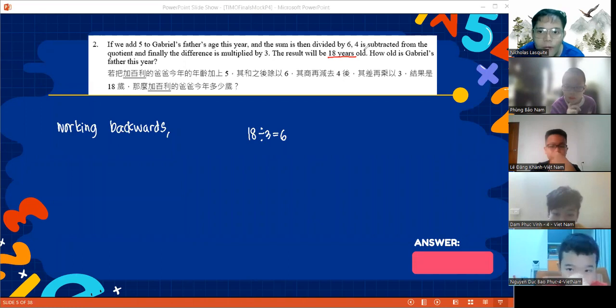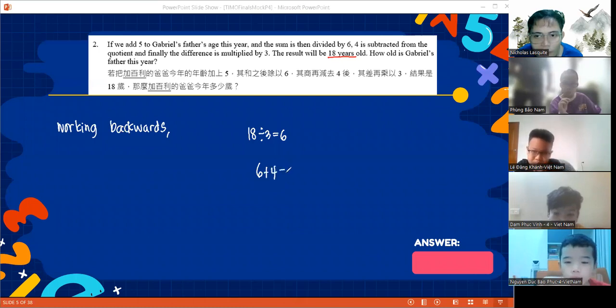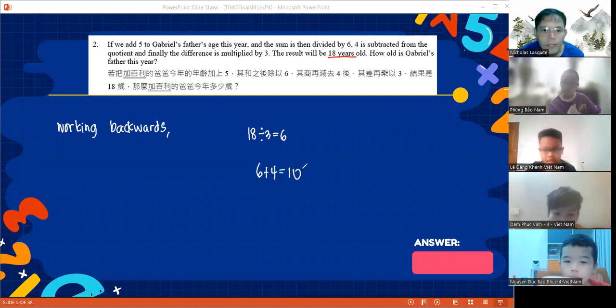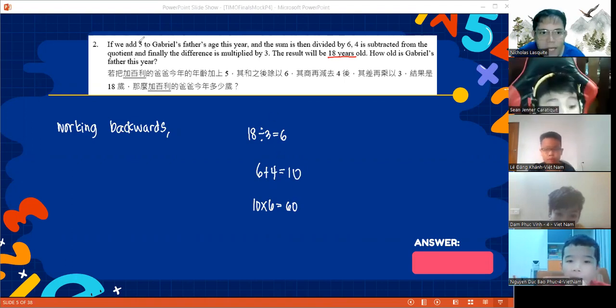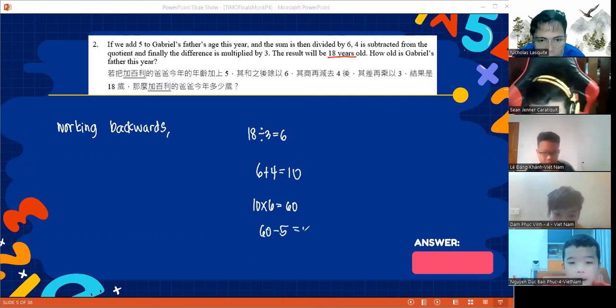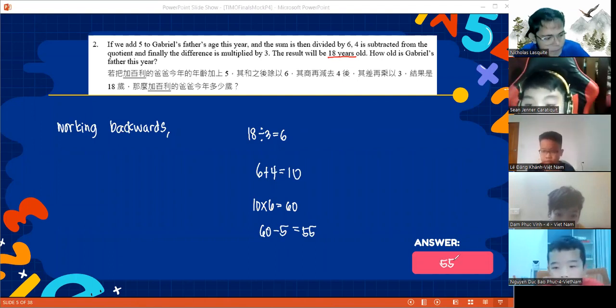When you say 4 is subtracted, working backwards, 4 is added. So 6 plus 4 is 10, right? And then divided by 6, so meaning 10 times 6, which is 60. And then if we add 5, working backwards, it's 60 minus 5. So the answer here is 55.